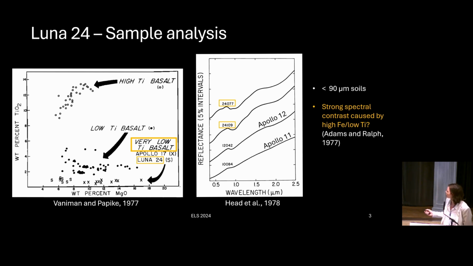When we look at the soil visible and infrared signature, on the graph on the right, the spectra on the upper part of the graph are both from the Luna 24 samples. And we can see that the spectral contrast is actually a little bit stronger than in the spectra from Apollo 11 and 12.